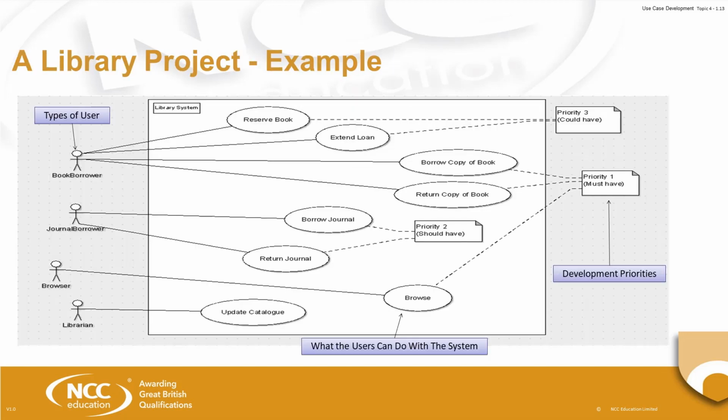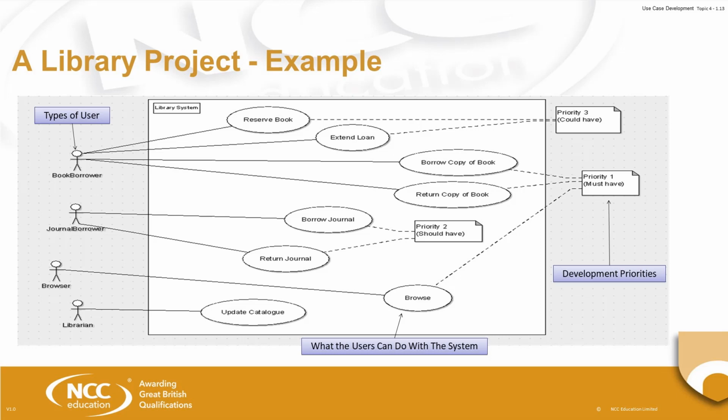Okay, so I'm not quite sure what happened to the previous diagrams, but this is actually the diagram that I want you to see. This shows an example of a use case diagram that has been generated using Argo UML, the tool that I've mentioned on a number of occasions. So you can see down the left hand side, our stick people have finally appeared. This is the way that we represent actors in UML. So we've got book borrowers, journal borrowers, browsers and librarian.